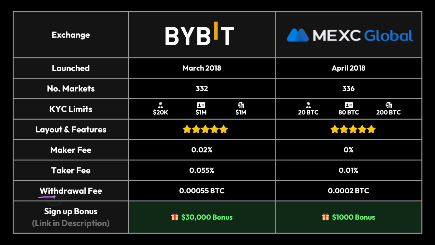Let's also check out the withdrawal fees. I simply made a simple Bitcoin withdrawal here. On Bybit I had to pay 0.00055 Bitcoin for a fee, and on MEXC Global only 0.0002 Bitcoin, so actually around about half the price I would have to pay on Bybit. Of course, you can also withdraw using different networks. For example, on the Tron network, you would only have to pay $1 as a fee on both of these platforms. But as you can see, for a Bitcoin withdrawal, you are much cheaper on MEXC Global as well.